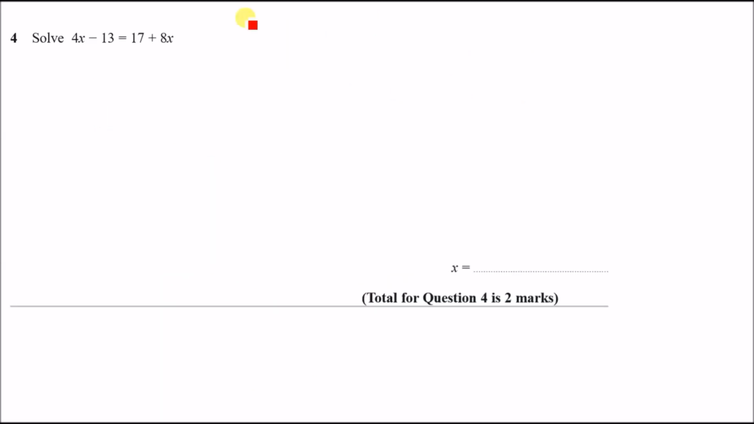All right, so this is easily one of my favorites. Now we need to solve this equation here. To solve any equation, the rule is get all your x's on the left and all your non-x's on the right. Looking at this for a second, we got 4x on the left and plus 8x on the right. To move plus 8x across the equal sign, you get minus 8x. So it's going to be 4x minus 8x. And to move minus 13 across, it becomes a plus 13. So we're going to have 17 plus 13 on the right.